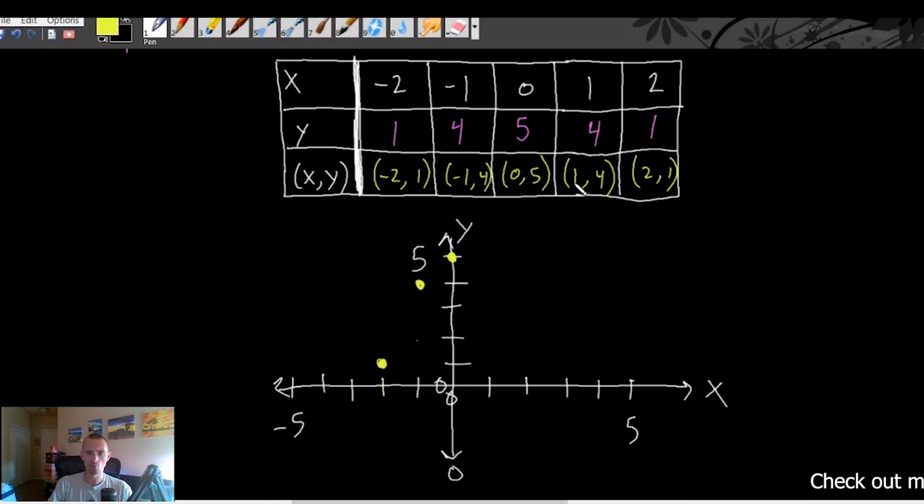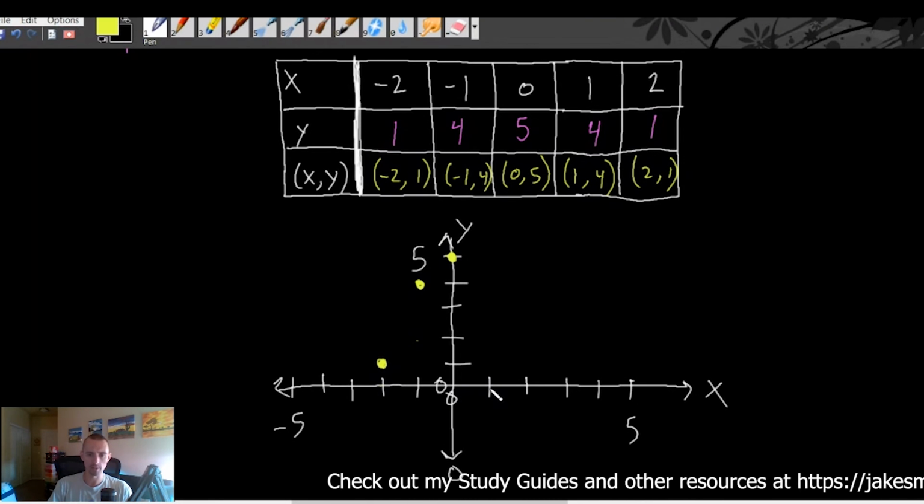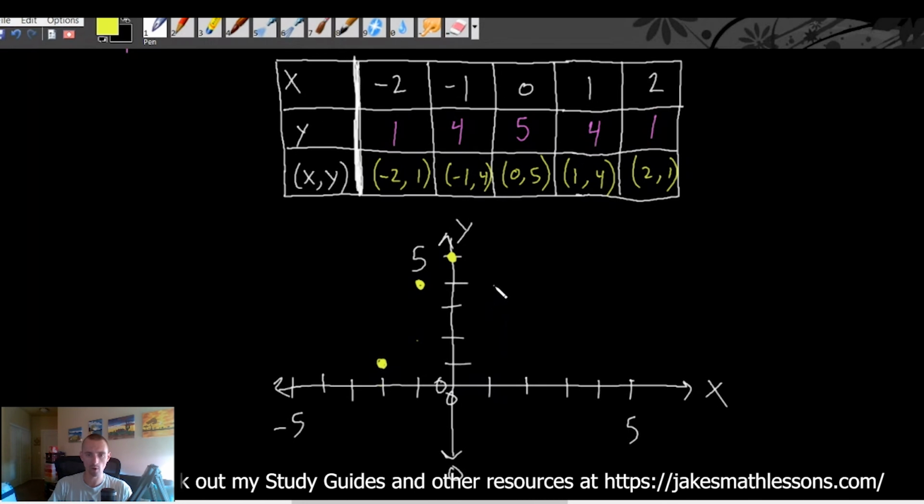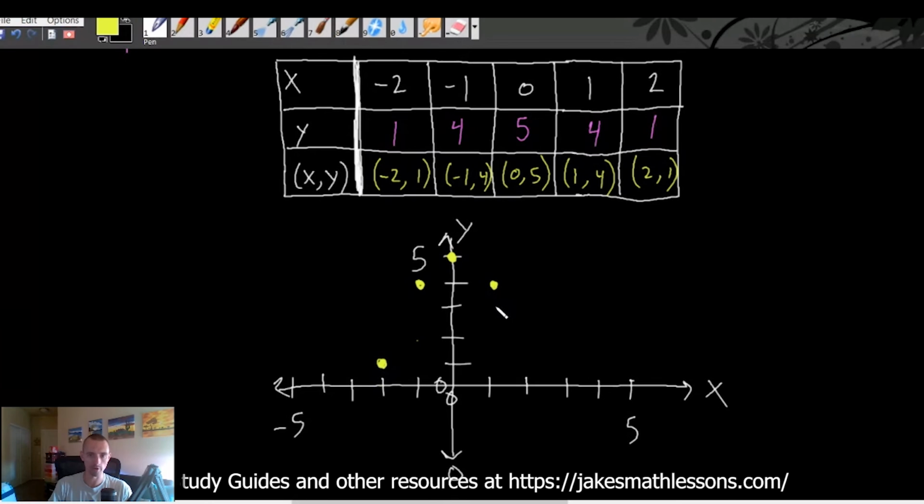Then we're going to go 1, 4. So 1 unit right, left or right first. Since it's a positive number this time, we're going to go 1 unit in the positive direction. Then the second number is 4. We're going to go up 4 units from there. So up to y equals 4. Put our point right there.